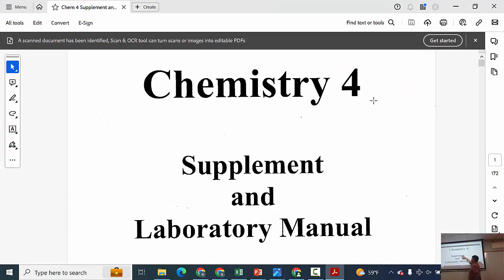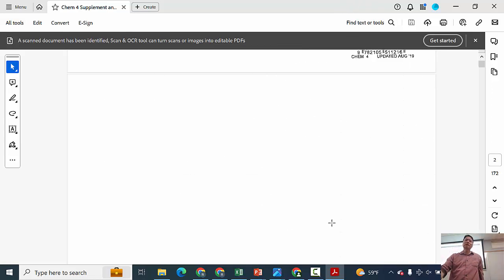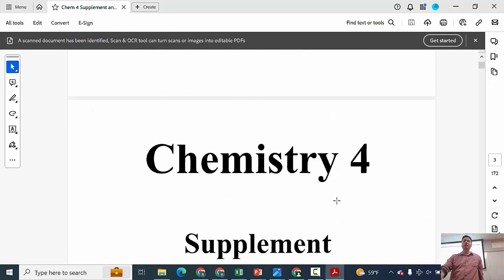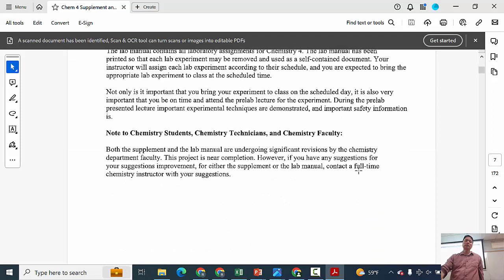Well, you'll have to get it from the bookstore or find it. The supplement in the lab manual is supplemental instructional material that goes beyond the textbook. And so there's some stuff that the textbook doesn't have that you should know, and other stuff you might just want to go through nonetheless.